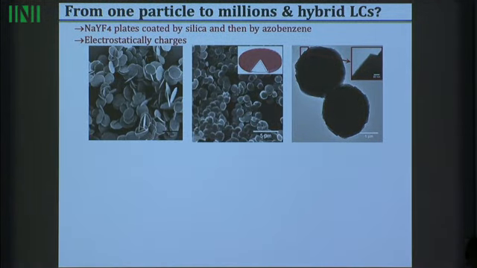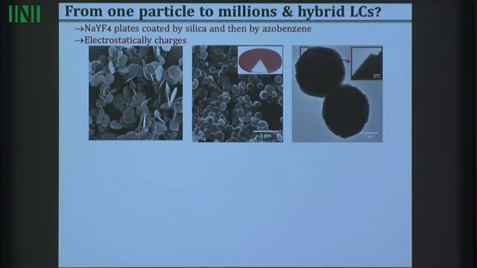Well, of course, this all so far was done at the level of a single particle or a couple of particles, and the question is, how do we scale them from 1 to millions, and perhaps to composite soft matter systems?